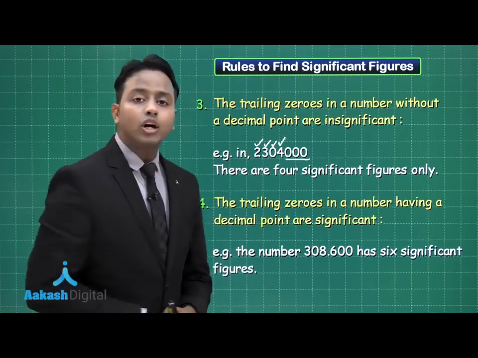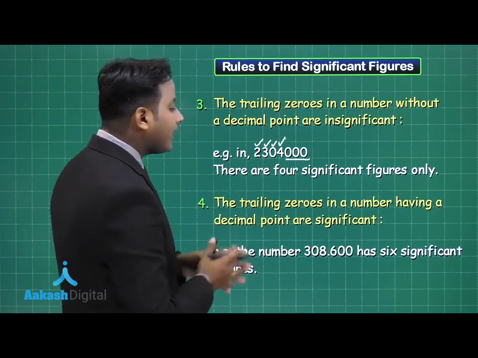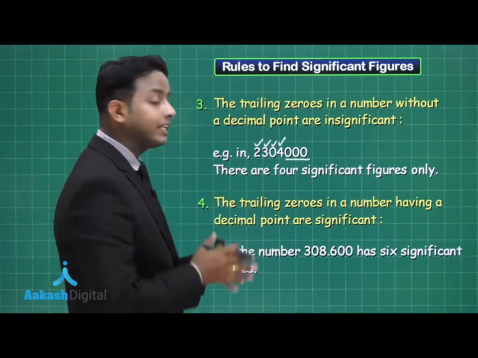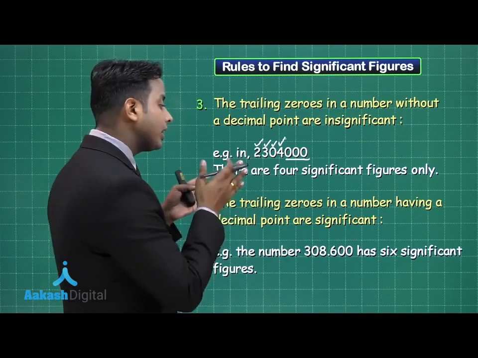Now, if I talk about rule number 4, the trailing zeros in a number having a decimal point become significant.